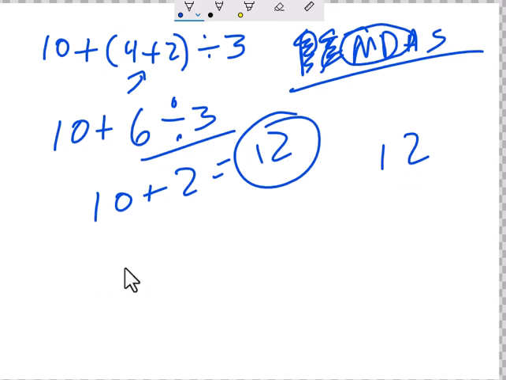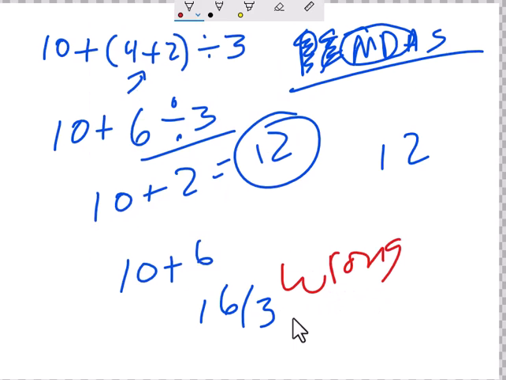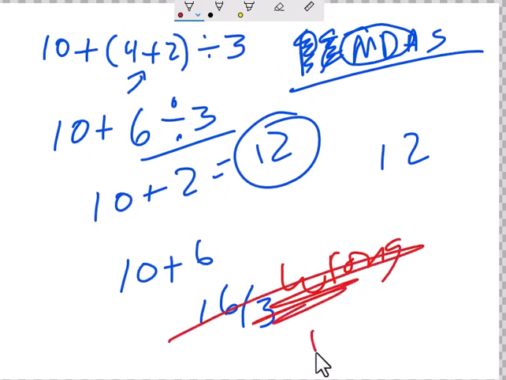A common mistake is people would do 10 plus 6 to get 16. 16 divided by 3 is the wrong answer. So don't do that. Just always follow PEMDAS, and you'll always get the right answer.